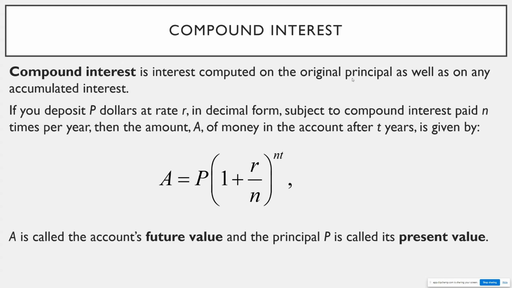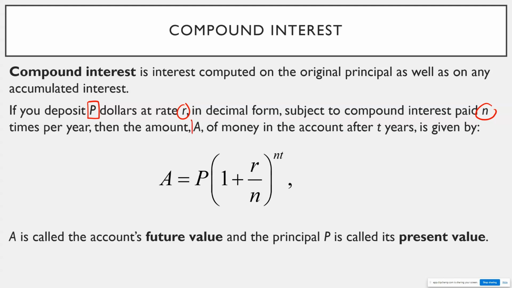So the formula we'll use is the following. If you deposit P dollars at a rate of R in decimal form, so we'll give this interest rate in percentage, we'll have to convert it to decimal form, subject to compound interest paid n times per year. A lot of times these problems will be like monthly, so n will be 12, or if it's quarterly, n will be 4, things like that.